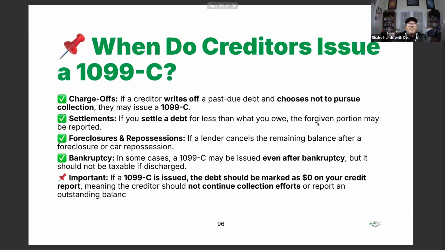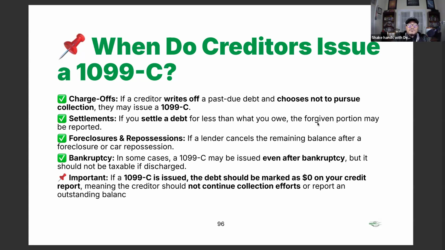Okay. Now, when do creditors issue a 1099-C? Most people would get a 1099-C when there's a charge off, when the creditor writes off the debt because of a past due balance, i.e. you didn't pay the $1,000 to Verizon. Okay. So that's where you would get a 1099-C.